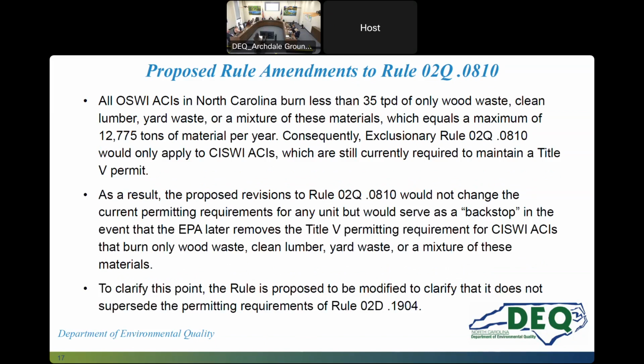All OSWI ACIs in North Carolina burn less than 35 tons per day of only wood waste, clean lumber, yard waste, or a mixture of these materials, which equals a maximum of 12,775 tons of material per year. Consequently, Rule .0810 will only apply to SISWI ACIs, which are still currently required to maintain a Title V permit. As a result, the proposed revisions to .0810 would not change the current permitting requirements for any unit, but would serve as a sort of backstop in the event the EPA later removes the Title V permitting requirement for SISWI ACIs that burn only wood waste, clean lumber, yard waste, or a mixture of these materials. And we anticipate that the EPA will do this at some point in the future. To clarify this point, the rule is proposed to be modified to clarify that it does not supersede the permitting requirements of Rule 02D .1904.